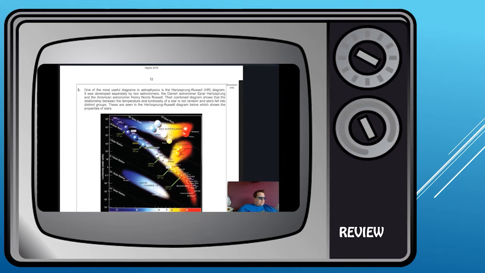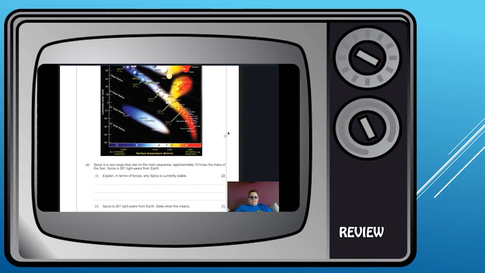Okay, right. So we're on to Hertzsprung-Russell diagrams, which gives us some information about them. Okay, let me just bring up the right mark scheme here.